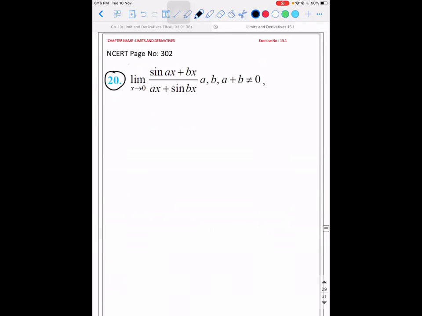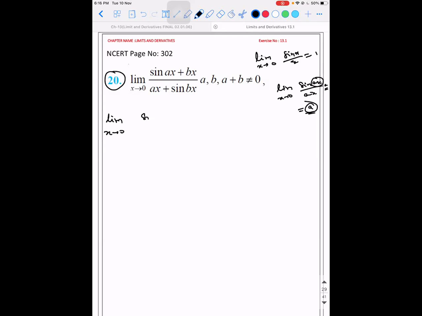So the formulas to be recollected: limit x tends to 0, sin x by x is 1. Limit x tends to 0, sin ax by x is a. We know why it is so: here it is ax, so we need to divide it by a and multiply back by a, so that you get the final answer as a.